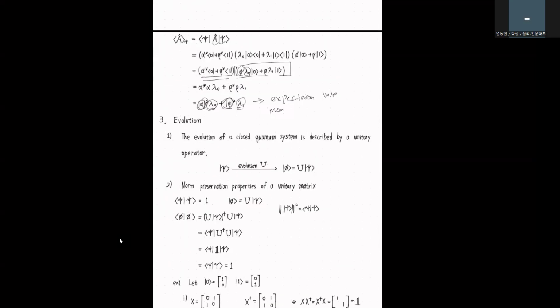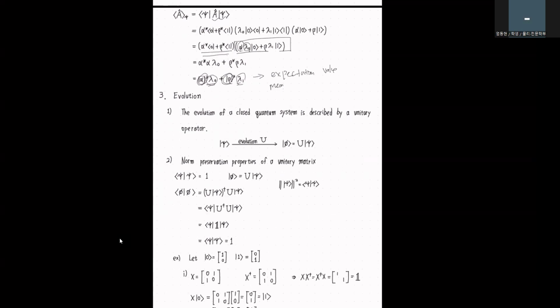So finally, to wrap up our lecture, how do closed quantum systems evolve? How do our quantum states evolve? Well, in technical terms, the evolution of what's called a closed quantum system, basically no interaction with the outside world, is described by what's called a unitary operator, which we learned in lecture 1.